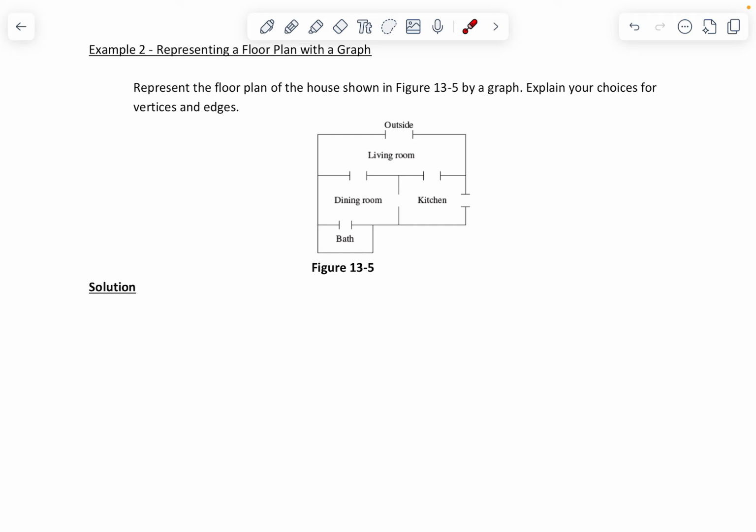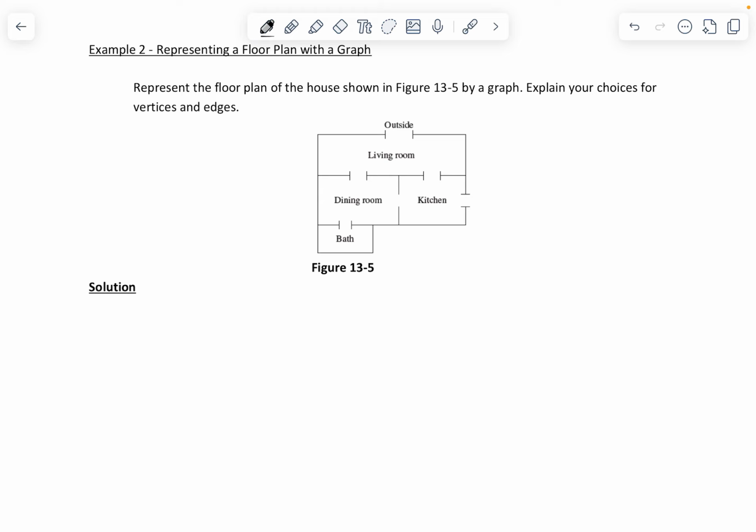In a graph, the edges connect the vertices, so we need to think about what in the floor plan connects things. That would be the doorways, right? The doorways are what connect the various rooms together. So we'll make the rooms vertices, and the doorways will be represented by edges.